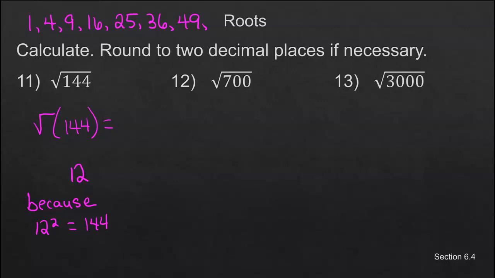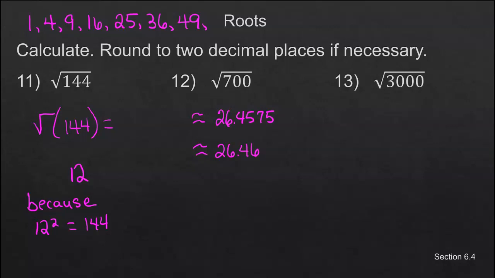On 700, it's not going to come out to an exact number because this is not a perfect square number. So when you take your square root, you get 26.4575. We're going to round this to 2 decimal places. So 26.46.